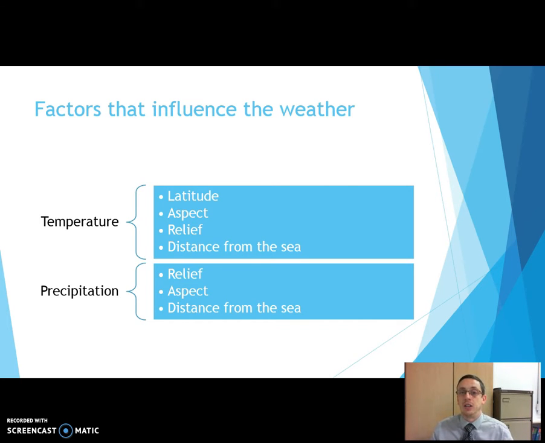Now, to start us off in today's video, we're going to be looking at some of the different factors that can influence the weather. Now, largely speaking, we split this down into two subgroups. We look at things that can affect temperature and things that can affect precipitation.